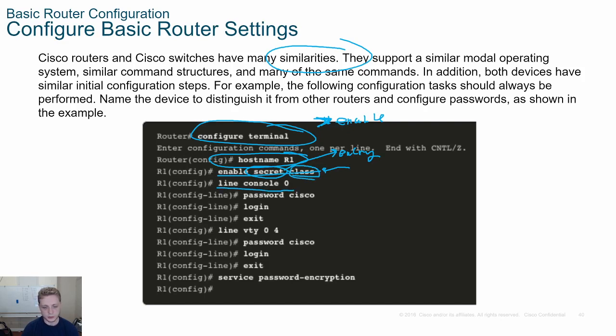Line con 0, right? So we're dealing with the console physical interface to log into the switch. We're setting a password on it. Very good practice, we want to set a password there. Login, because we have to have that login command to prompt for a password. We're going to jump out of that.